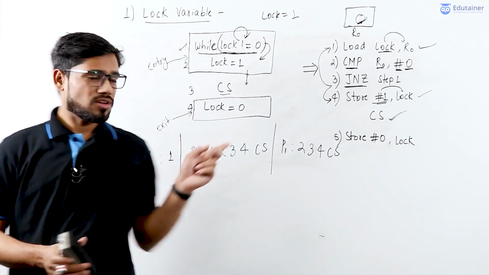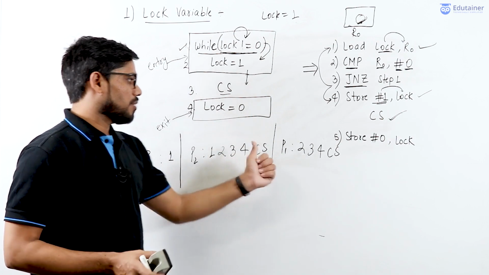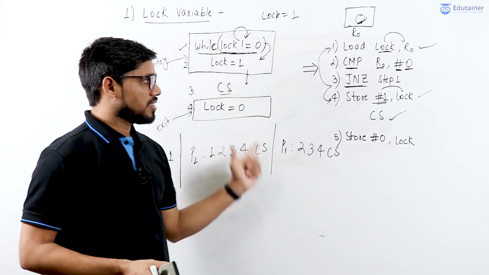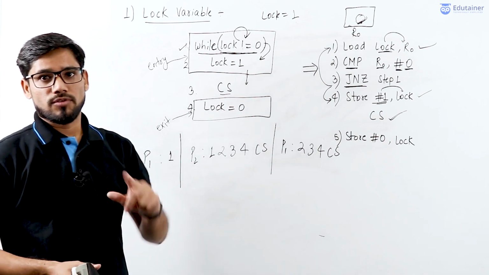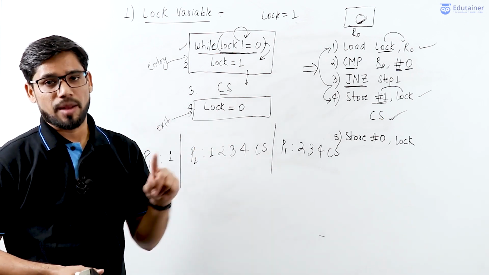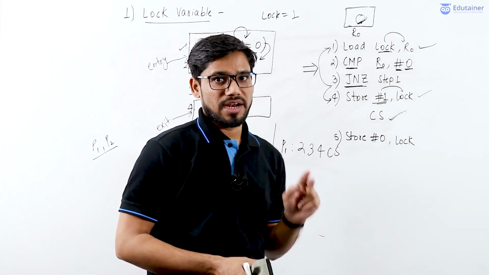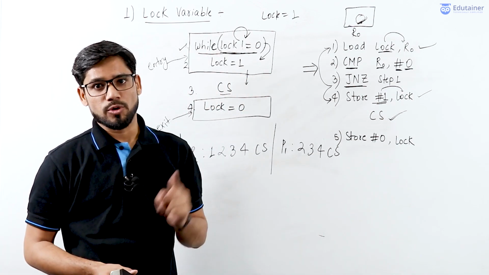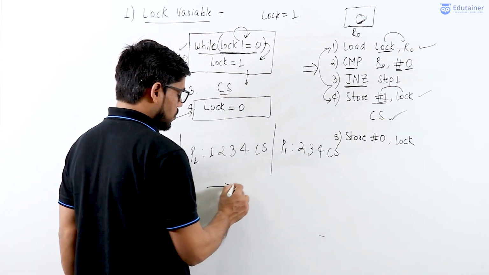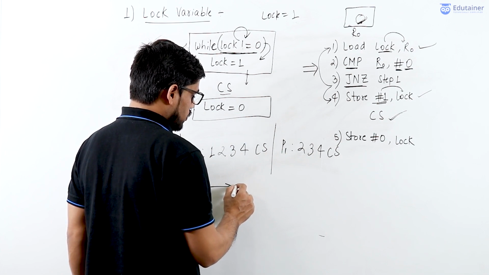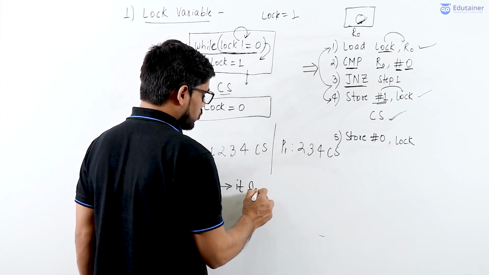So you got the point here. The problem is that both processes, P1 and P2, are simultaneously entering the critical section, which violates the primary rule. The primary rule says that only one process can enter the critical section at a time. That is called mutual exclusion. So here the lock variable fails to provide mutual exclusion.